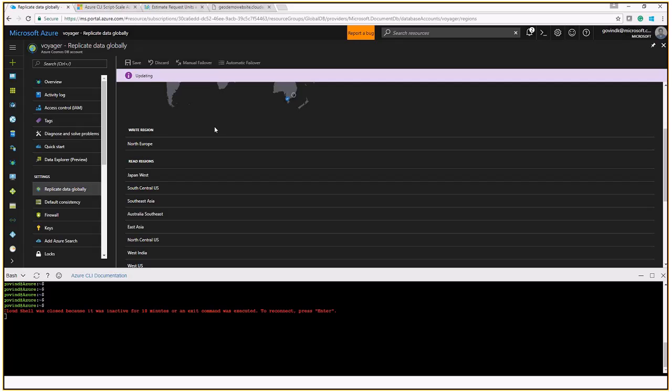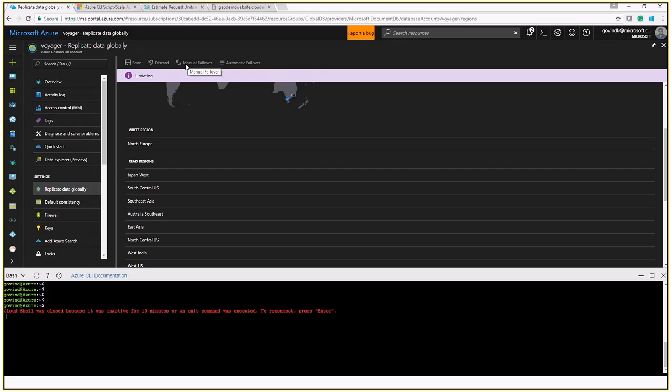Unfortunately, somebody is working with this as we are speaking, so I cannot change that. But the idea here is that you can change which region your account should fail over to in case the primary region goes down. This is one thing that you can do. The second thing you can do is manual failover.